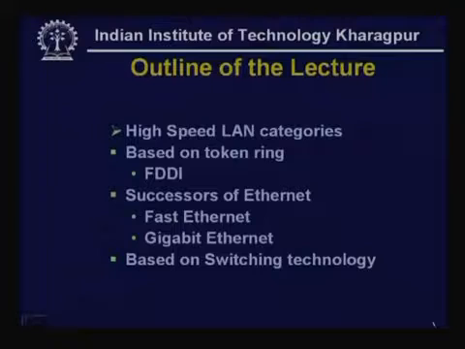Here is the outline of this lecture: high speed LAN categories. Then high speed LANs can be implemented based on token ring. Essentially, it can be considered as an extension of token ring, which is known as FDDI. Then the high speed LANs which are based on successors of Ethernet. We shall discuss in detail two technologies, fast Ethernet and gigabit Ethernet, and another alternative which is based on switching technology that has also led to high speed local area networks.